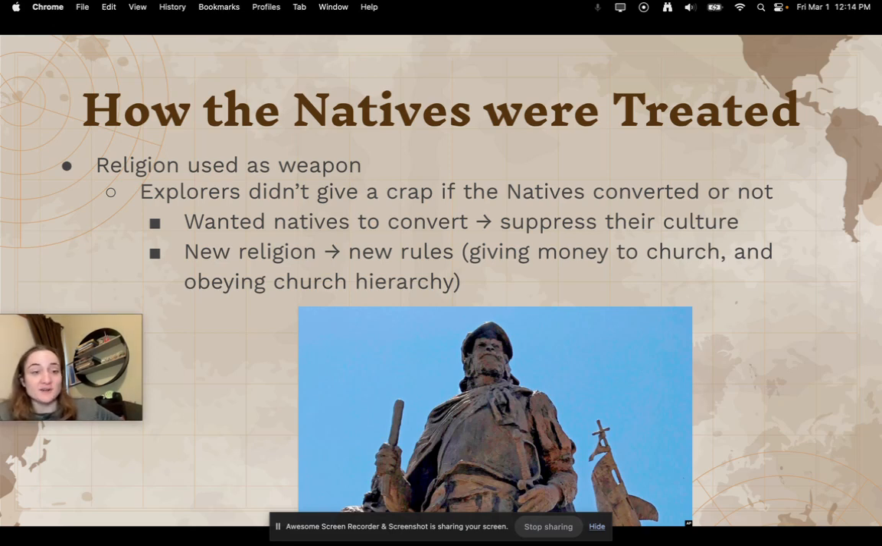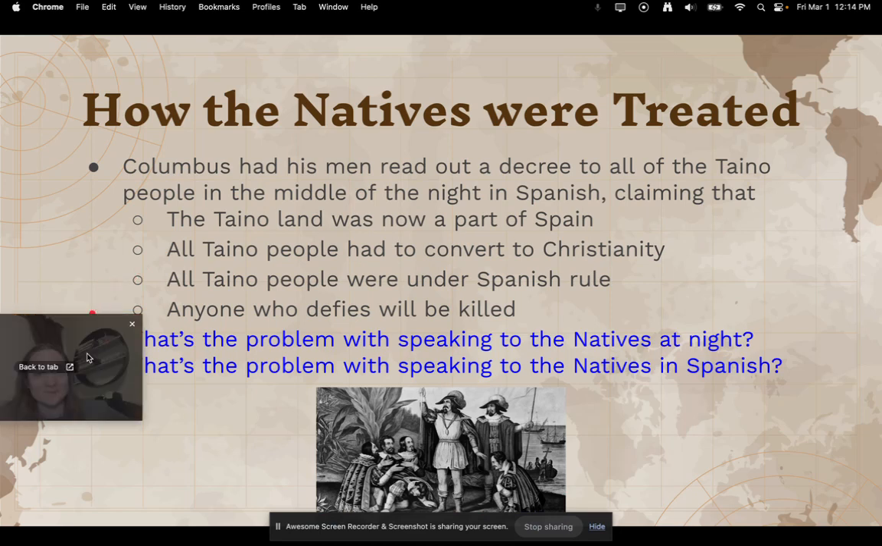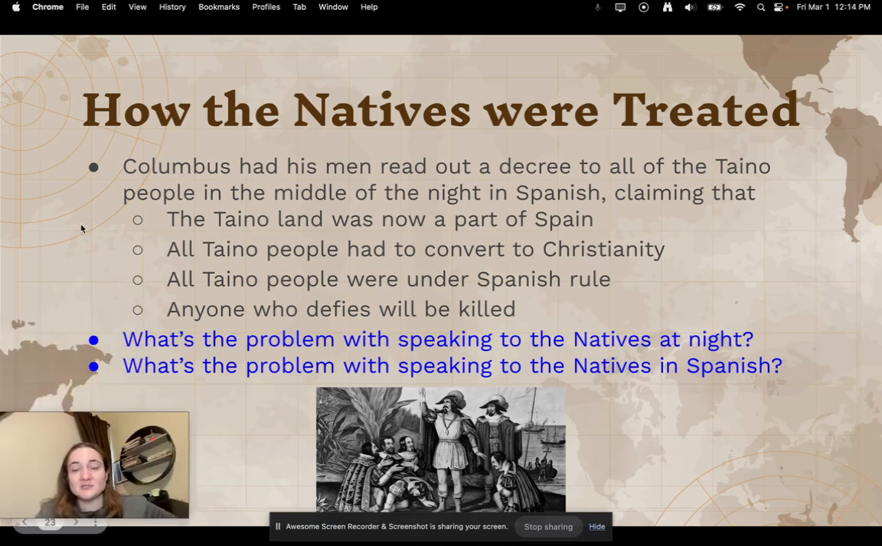And also, the new religion of Christianity for the natives would mean that there were new rules that those natives had to follow, such as giving money to the church and obeying the church hierarchy. Okay? So that is how religion was used as a weapon against the natives. So Columbus had his men read out a decree to all the Taino people in the middle of the night. And in that decree, he said that the Taino land was now part of Spain. All the Taino people had to convert to Christianity, and all Taino people were under Spanish rule. And anyone who would defy this would be killed.